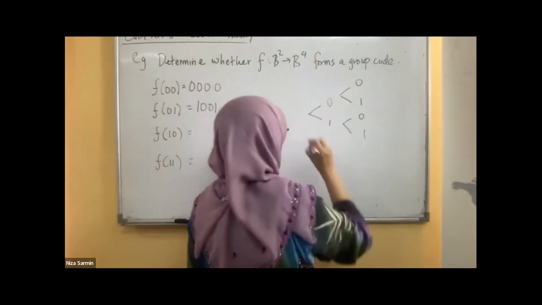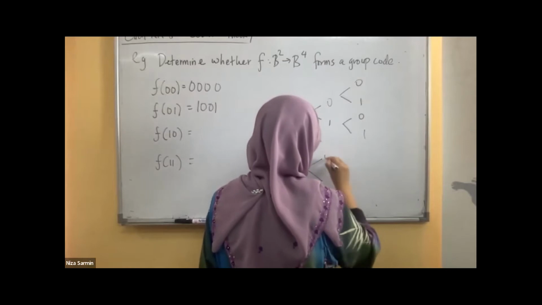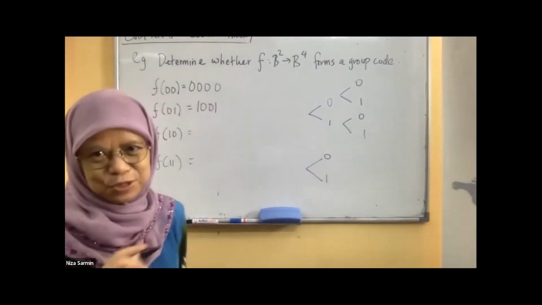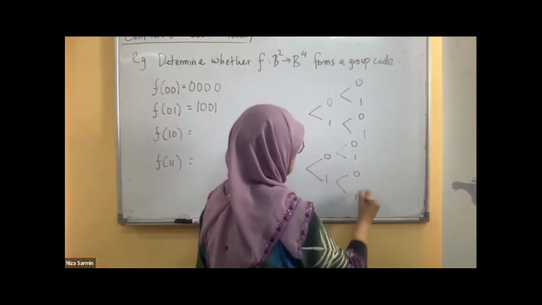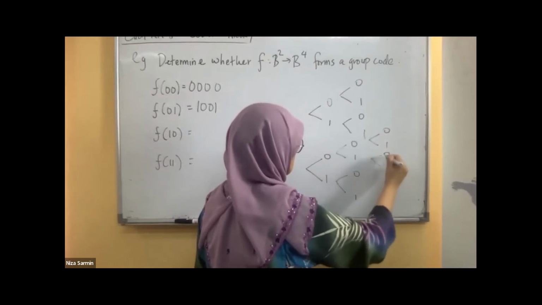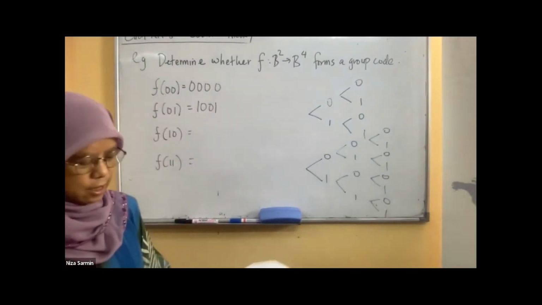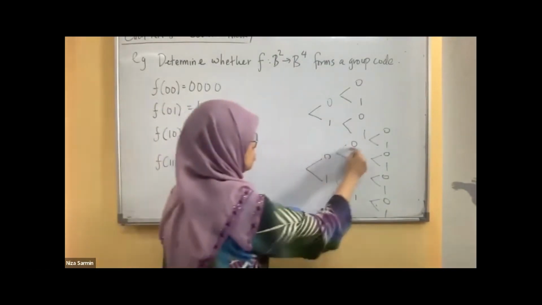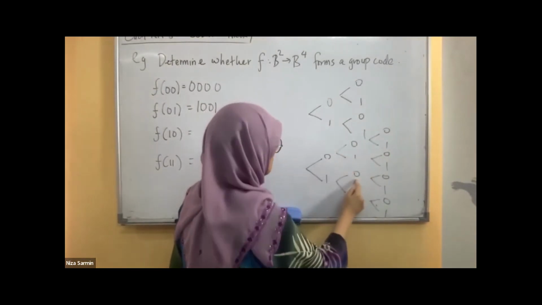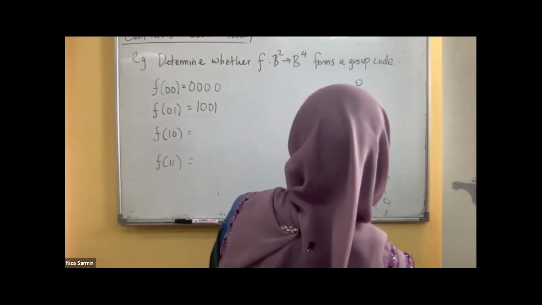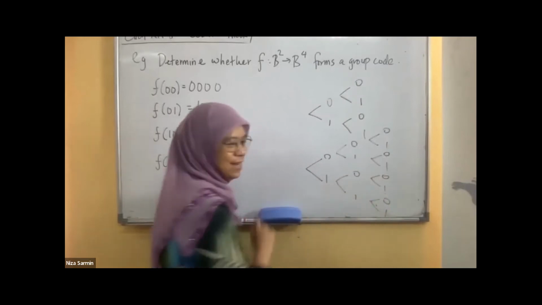If we have B3, you still have just zeros and ones as your choices, but you have 3 places. So you will have 8 possibilities: 0 0 0, 0 0 1, 0 1 0, 0 1 1, 1 0 0, 1 0 1, 1 1 0, 1 1 1. Okay.